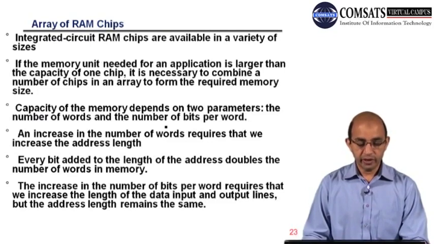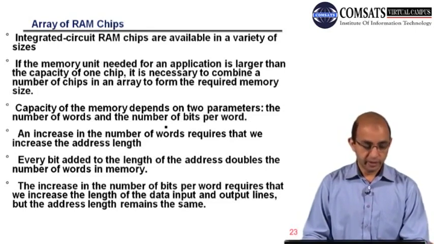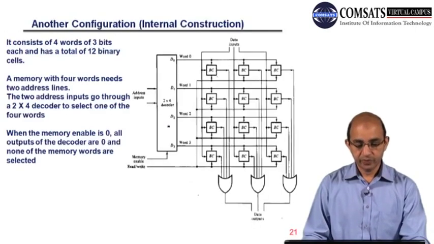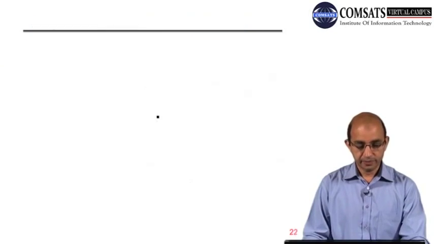So these are the 2 important parameters whenever we talk about the capacity of memory. If we want to increase the number of words, we need more address bits. If I want to increase one word, what do I need to address it? I need one more extra bit for the address, right?